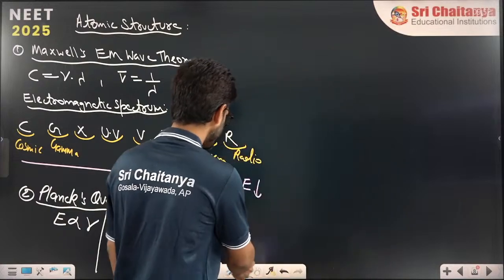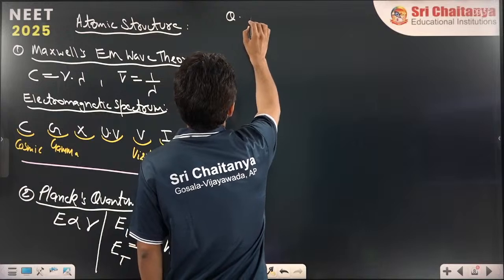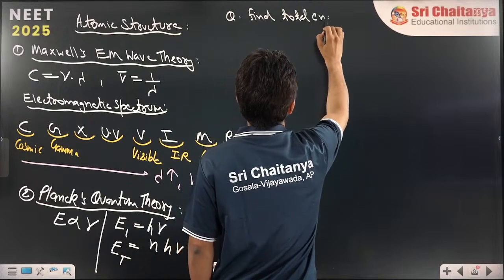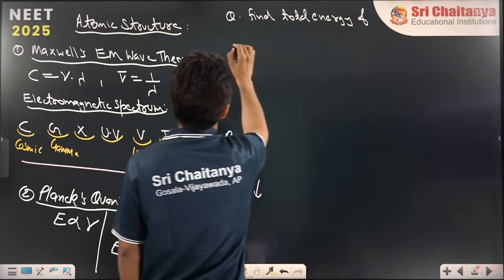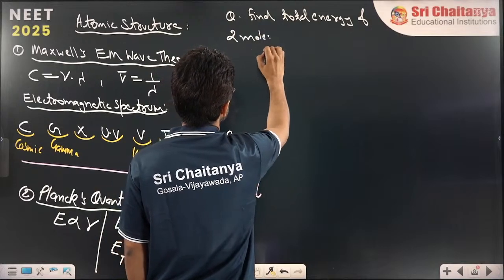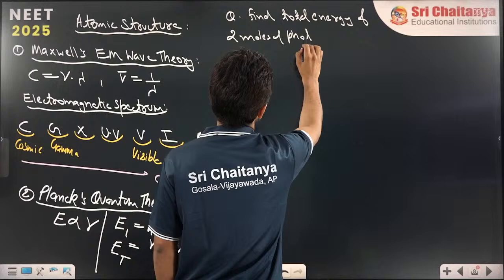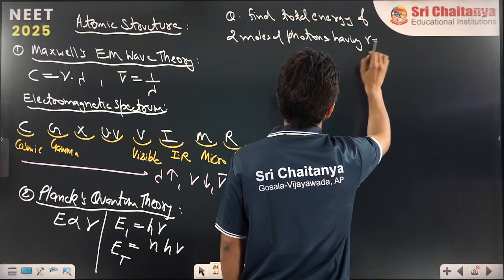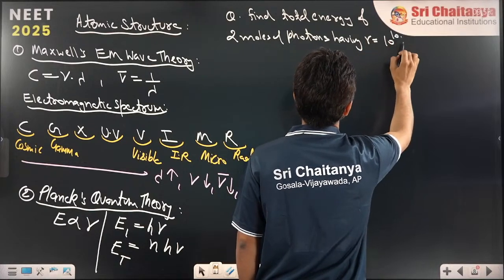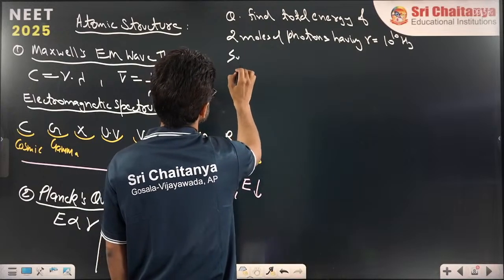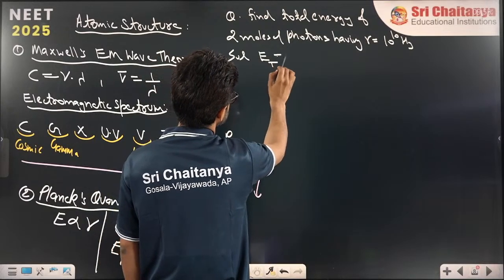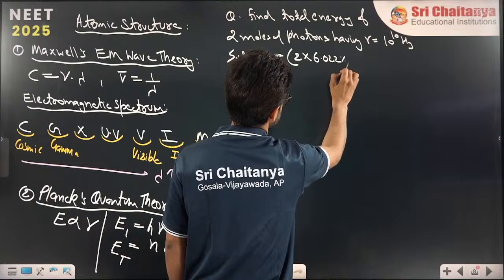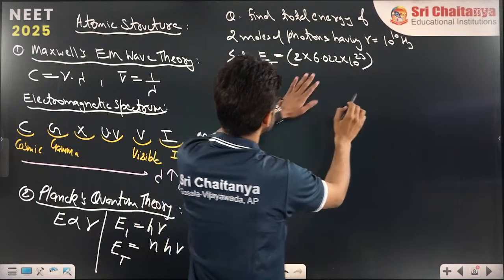Like if I ask you a simple question: find the total energy of 2 moles of photons, 2 moles of photons having frequency 10 to the power 10 hertz, right? So it's very easy. I am finding ET. Total how many photons? 2 moles, so 2 into Na. Na means what? Avogadro number. So many photons I have.